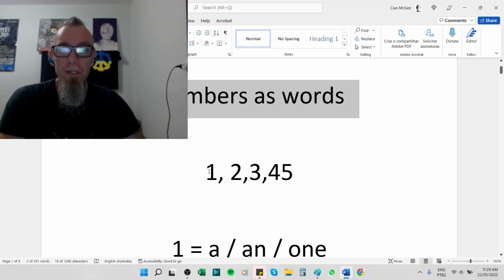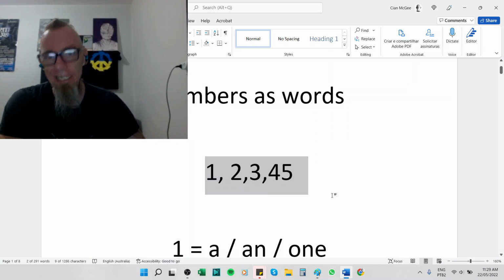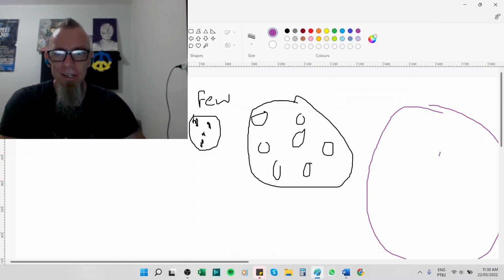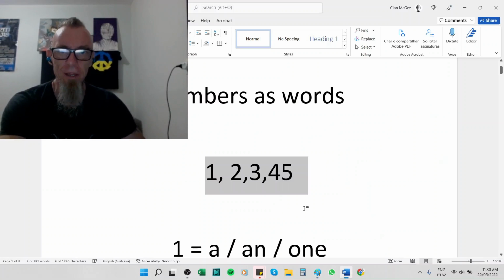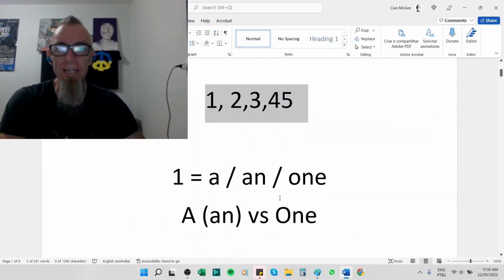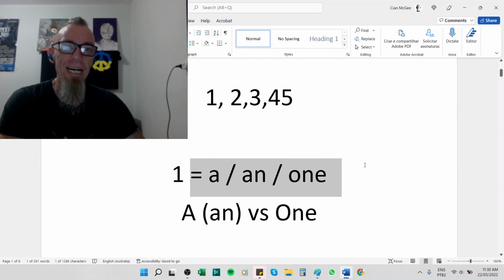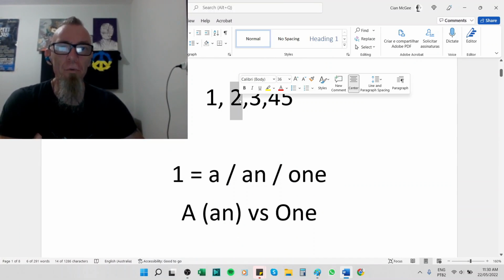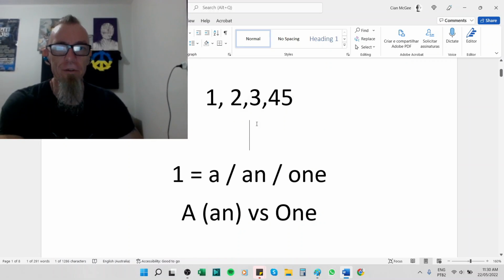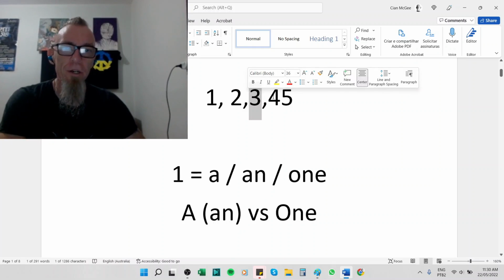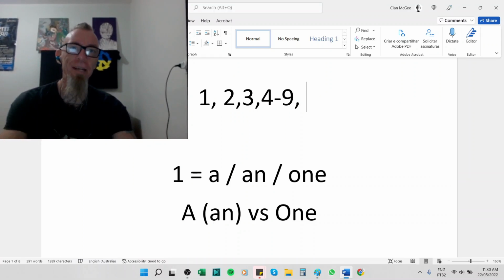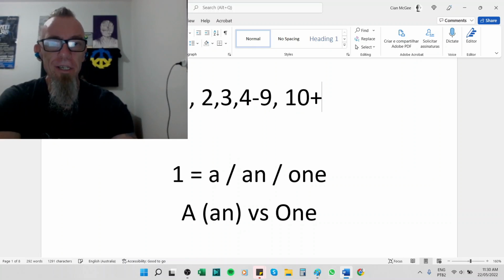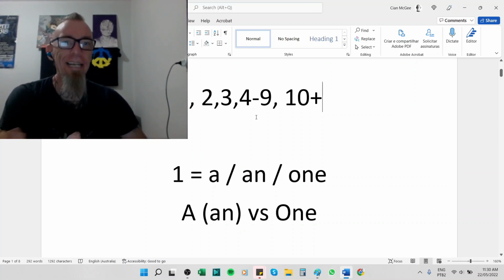Yeah, okay, so numbers as words. Because we don't want to have to say 16, 17. We want this idea of a word that kind of expresses this increased volume of something for countable and non-countable. So 1, we said was an or one. 2, we said was a couple of. So 3, we said was a few. 4 to 9, we said was several and some. And then 10 plus, we said was many, a lot, heaps, and so forth.